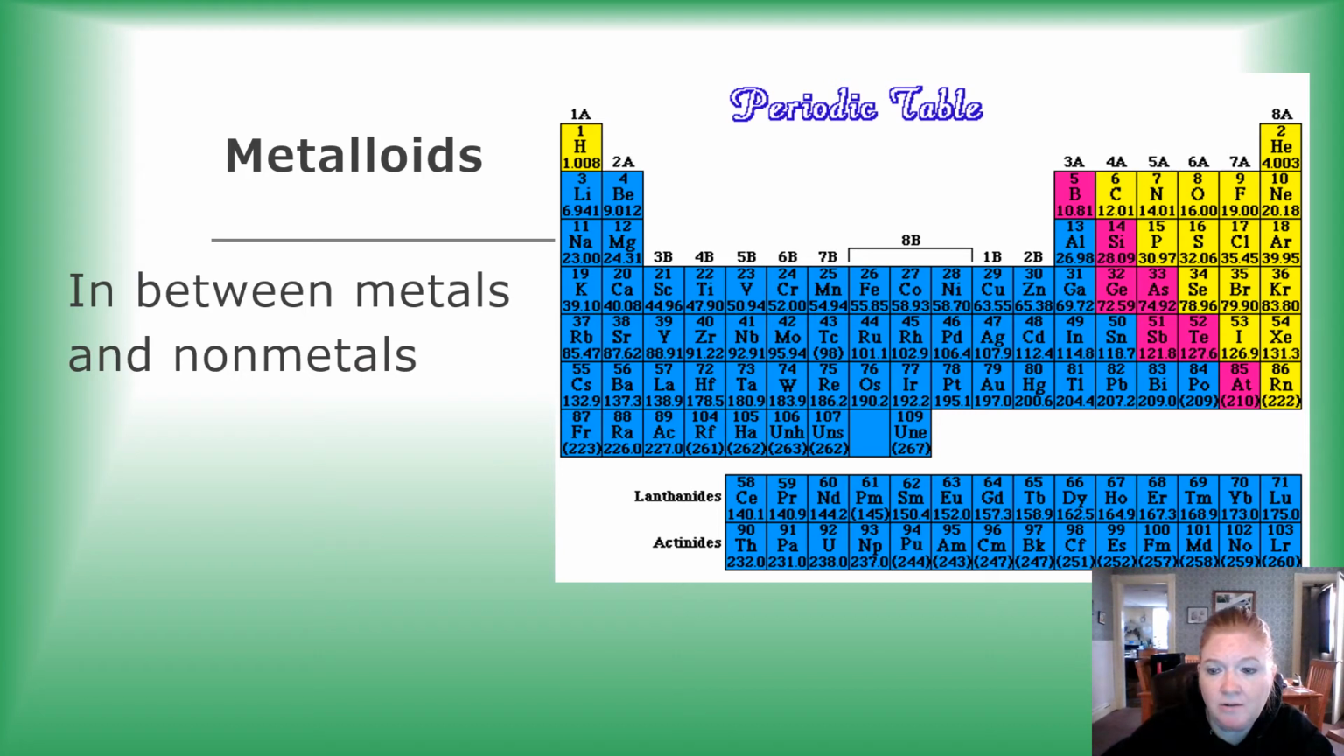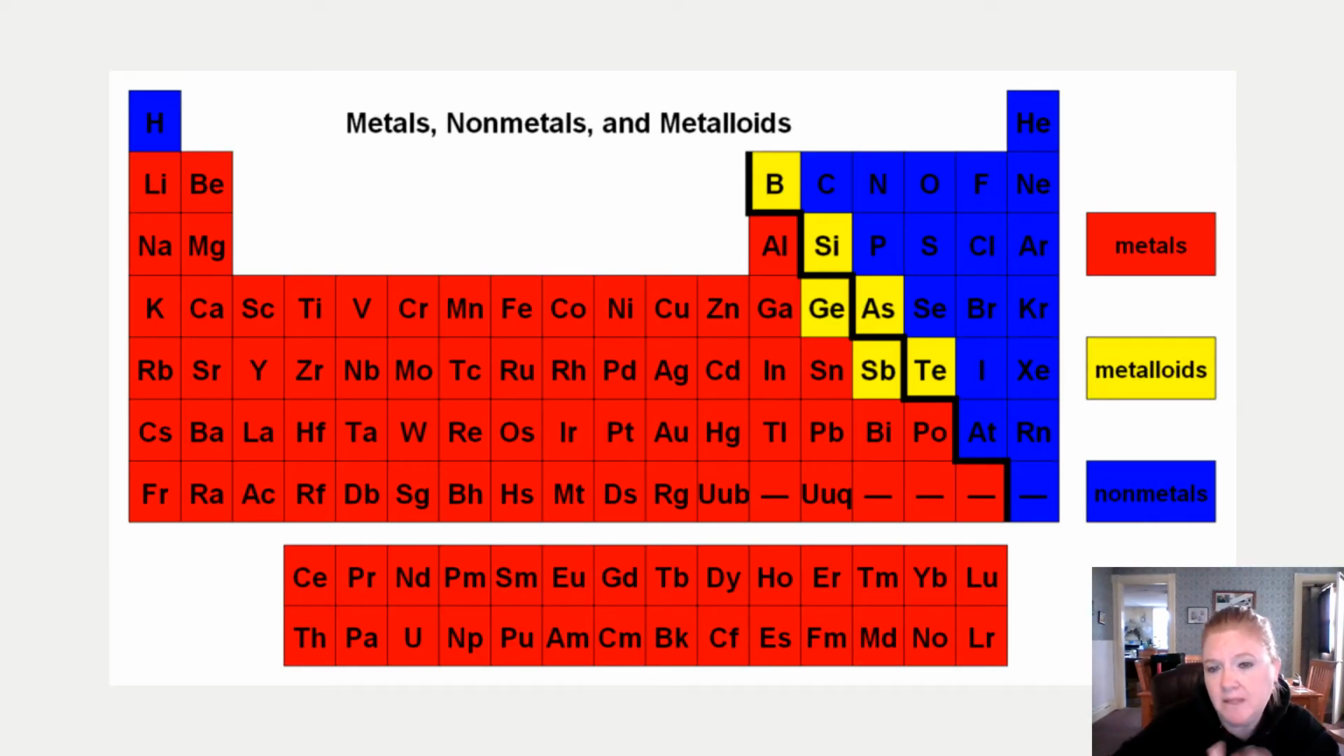Metalloids. So metalloids, it's kind of like a metal, kind of like a nonmetal. So they're in between metals and nonmetals. Here they're seen in pink. Something that's interesting to note about them is the list of metalloids is not consistent across textbooks, across resources. So I'm going to kind of address that.